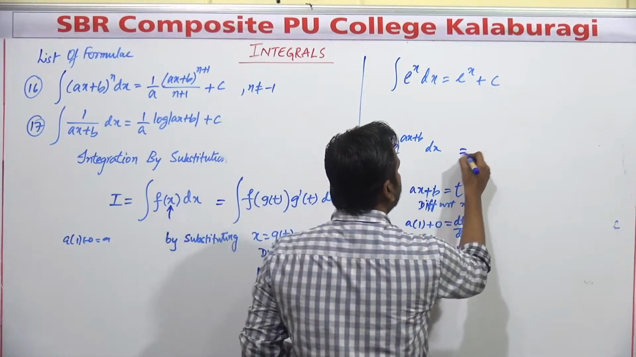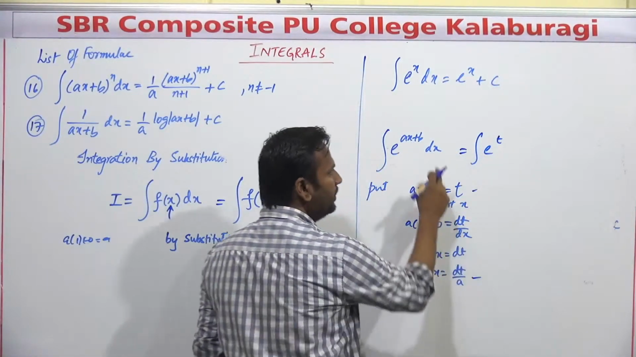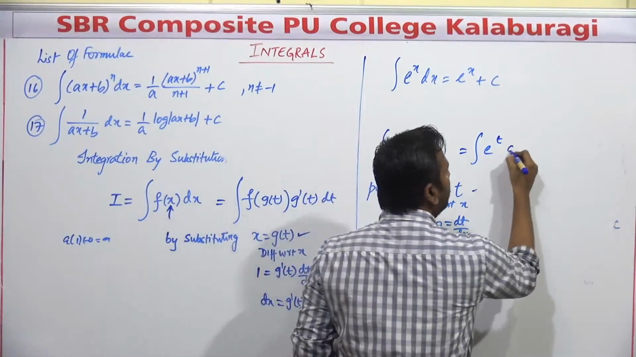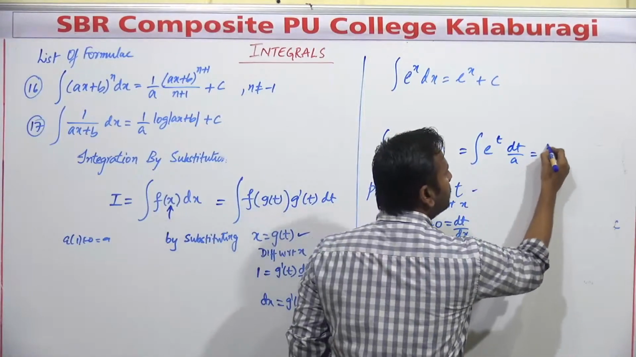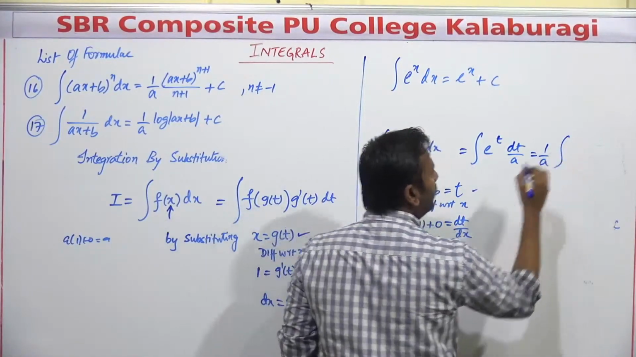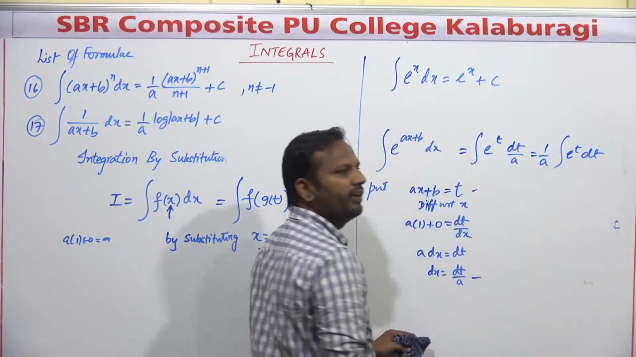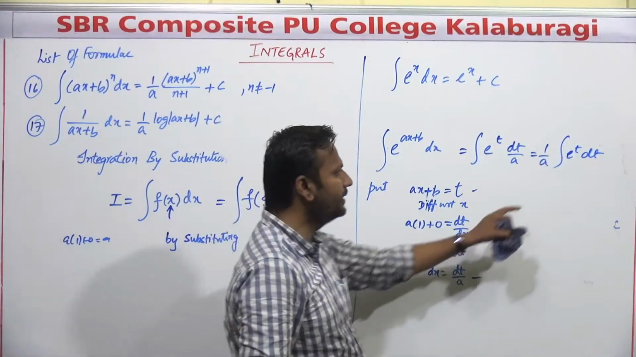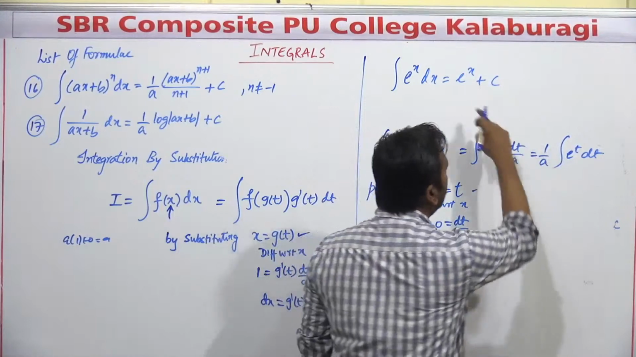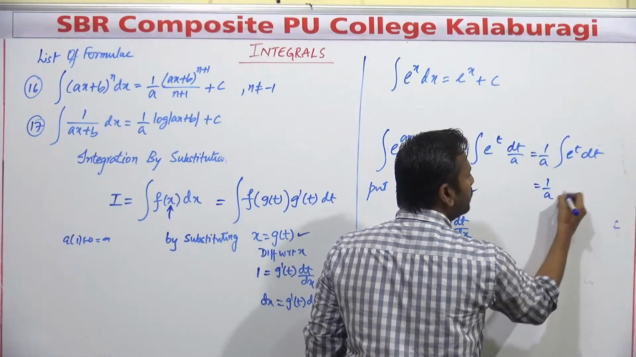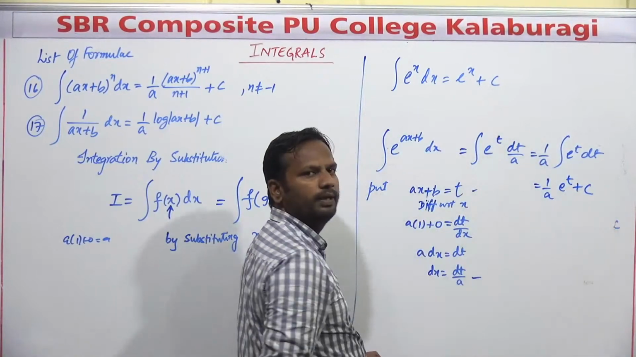What happens now? E raised to ax plus b, what I have done here? T. So dx, I have to replace it as dt by a. So 1 by a is constant, keep outside there. What happens? E raised to t dt. Whether it becomes simplified way here, right? Now it is easily integrable form here. So now e raised to x integration with respect to x there, here with respect to t. What is e raised to t with respect to t? Again e raised to t plus c by the formula.